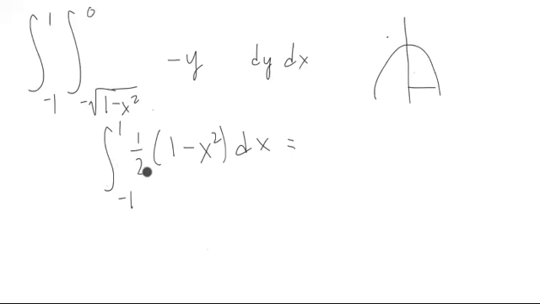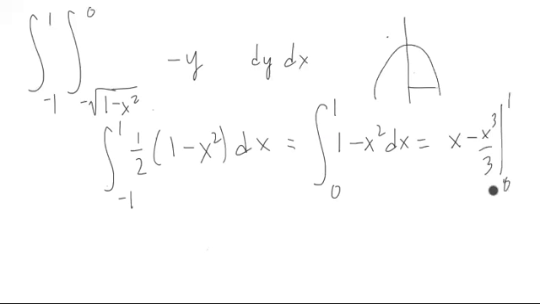The doubling will cancel with this 1/2. So this can just be equal to, without the 1/2, the integral from 0 to 1 of 1 minus x squared dx. A little technique via symmetry. Taking the antiderivative, we end up getting x minus x cubed over 3, going from 0 to 1, and this will just end up being 1 minus 1/3, which is 2/3.